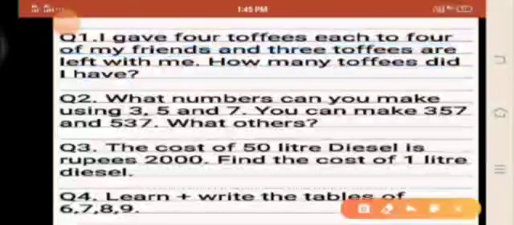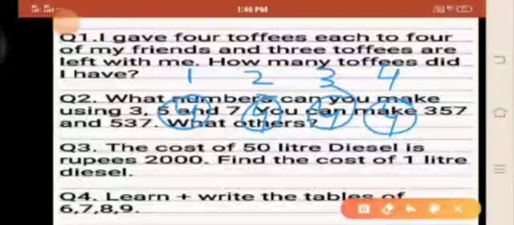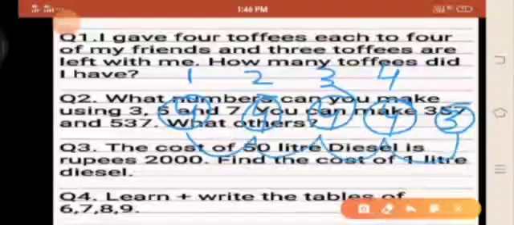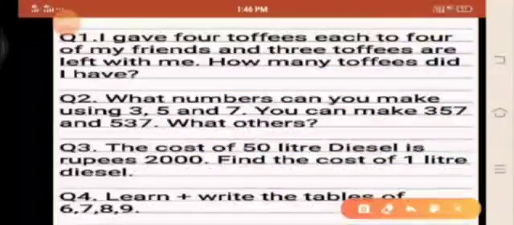I gave 4 toffees. 1 friend, 2 friends, 3rd and 4 friends. And I am having 4 friends. And how many toffees I am giving? 4, 4, 4, 4 and how many are left? 3. So how many toffees are there? You have to plus all the numbers. And then our answer will come. Is it clear? Okay.